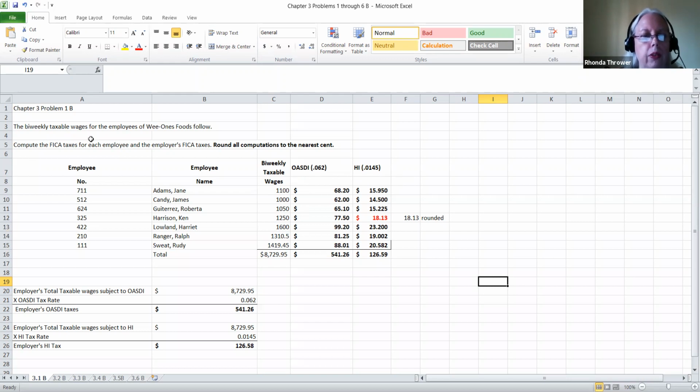What we're going to be looking at is We1's Foods, and we are calculating the biweekly taxable wages for the employees. And so something I want to caution you about, if it's biweekly taxable wages, it's going to be biweekly, which means that it's going to be twice a month.